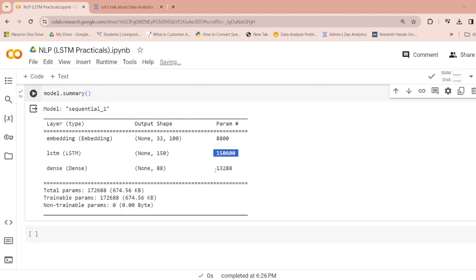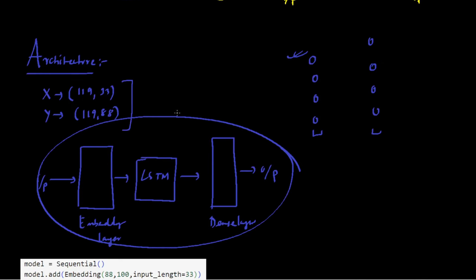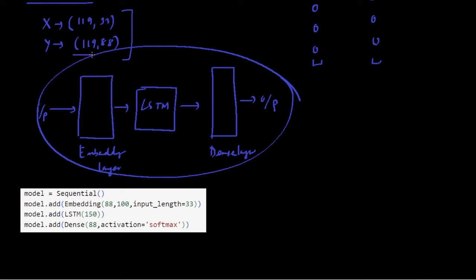Now let's try to understand a bit more on the architectural level, on what goes inside the embedding layer, what goes outside from the embedding layer, and so on. So if you remember, our x is basically 119,33 and y is 119,88, and this is what we trained in the practical code, right? We initiated our sequential classifier, and then we added our embedding 88,100, input length is 33, and then LSTM 150, and then finally a dense layer of 88. So let's try to understand this thing. Okay, I'll redraw our embedding layer.